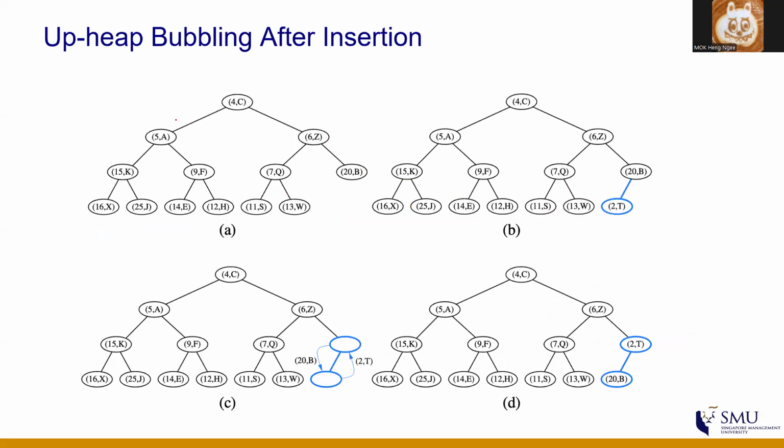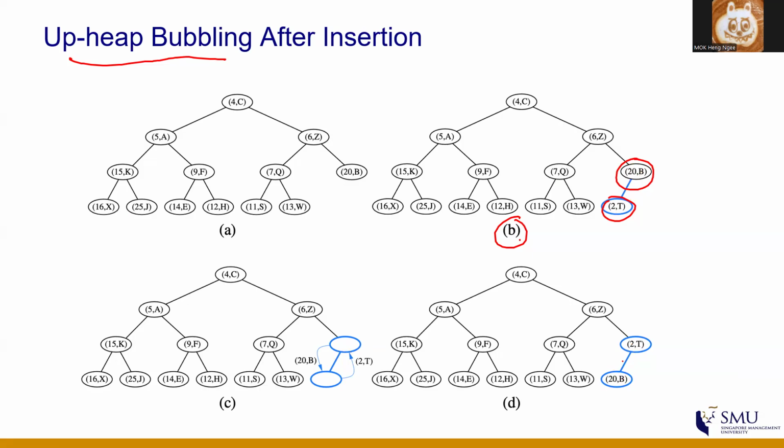We need to do this thing called up-heap bubbling. Okay, what do I mean? So now I'm at B already. I will compare this with its parent. Remember, for a minimum heap, the parent must be smaller than both children. So in this case, this is not true, right? So I need to do a swap. I swap this node with this node, the parent node, as shown in figure C. And after the swap, I'm left with 2 here and 20 here.